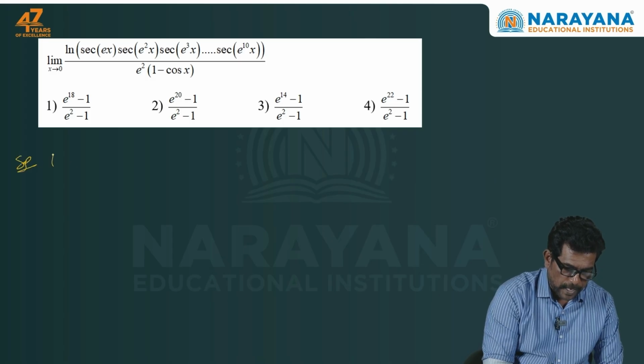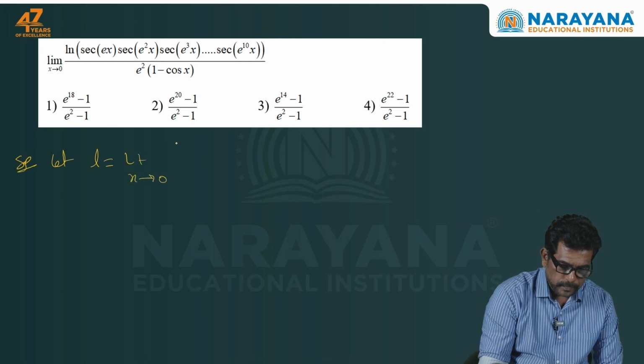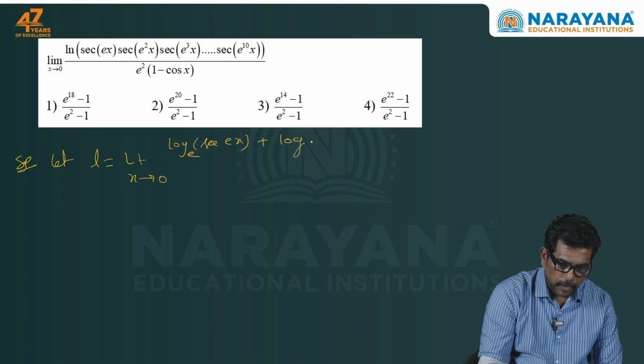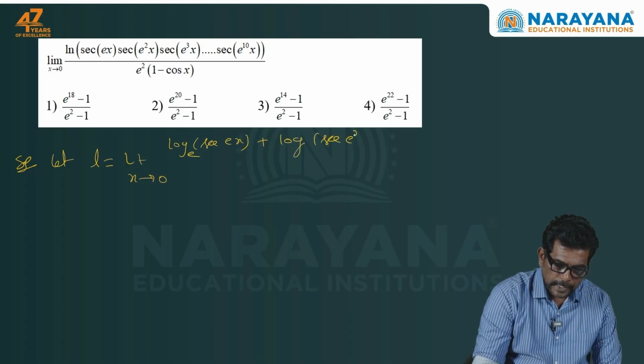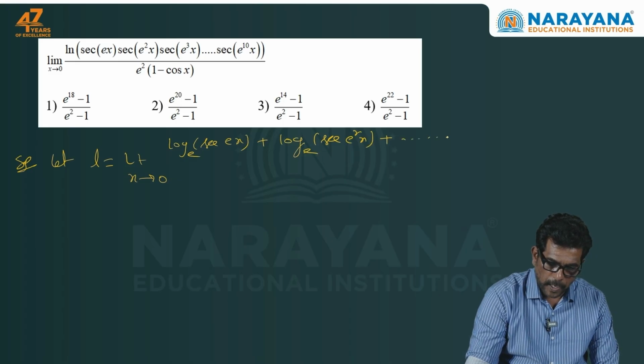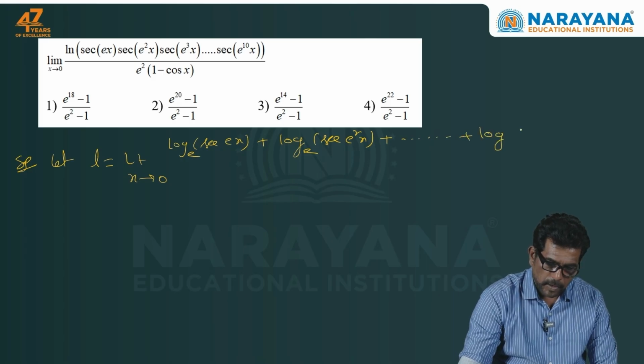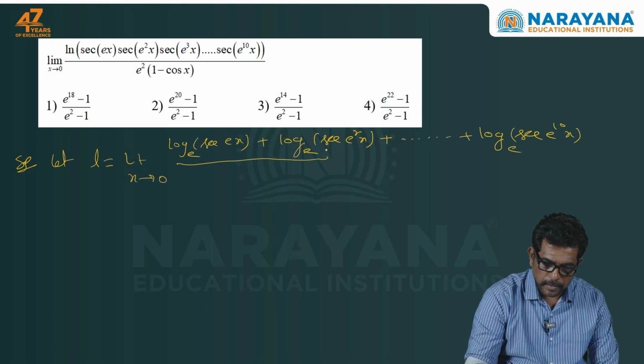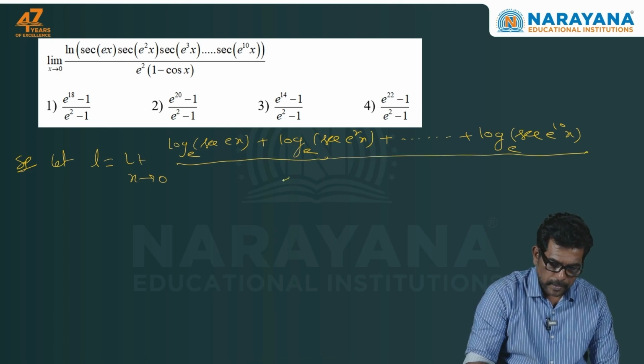For the solution, suppose the value I am taking as L. Let L is equal to limit x tends to 0, that becomes log of secant x to the base e plus log of secant e square x to the base e plus so on, plus log of secant e to the power of 10x to the base e, upon e square into 1 minus cos x.